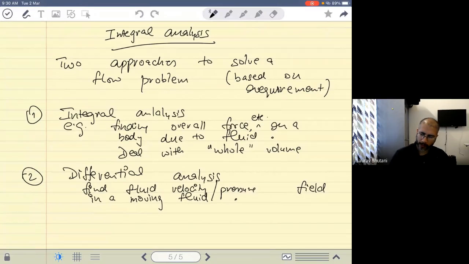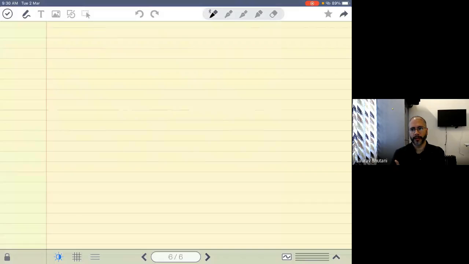Of course, the words integral and differential come from the ideas of integration and differentiation, but this is the requirement-based approach we're taking. So in the first few lectures in the week to come, we'll be talking about integral analysis. And this is typically what is discussed first when you start analyzing fluid flows. Any questions?